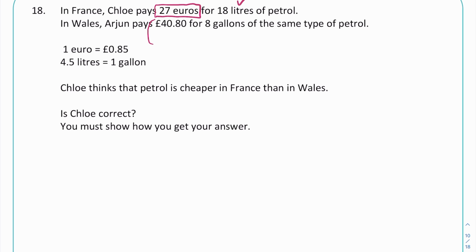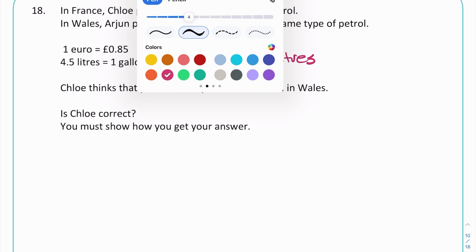So 27 multiplied by 0.85, and we can type that in on the calculator, and that comes out as 22.95. That is now in pounds. So in France, it's £22.95 for 18 litres. So that's in the form that we want it.